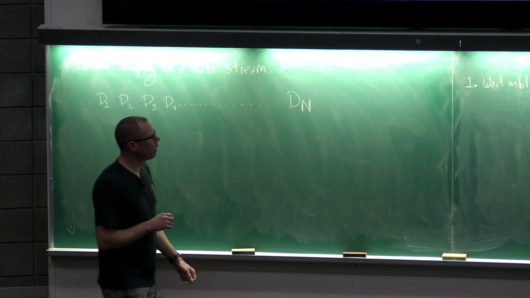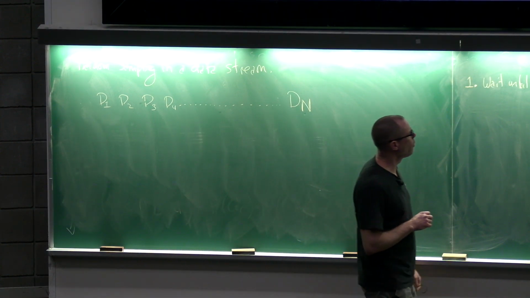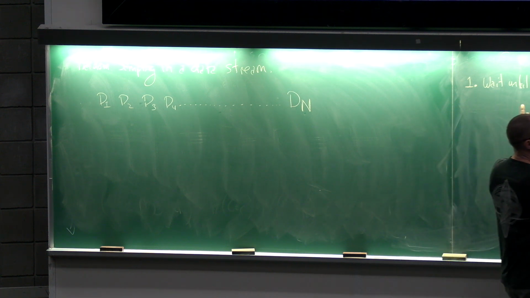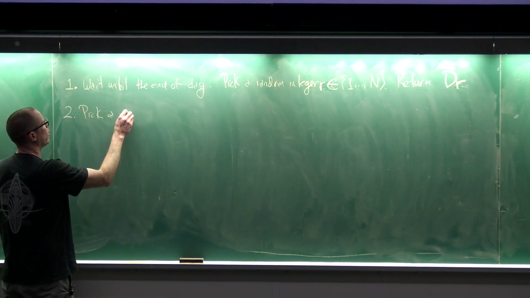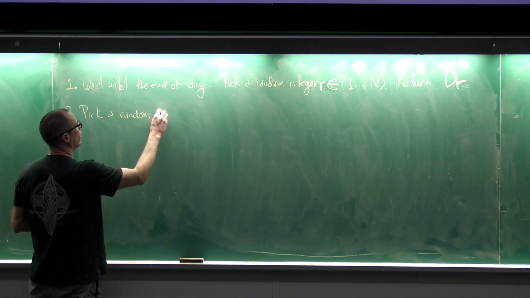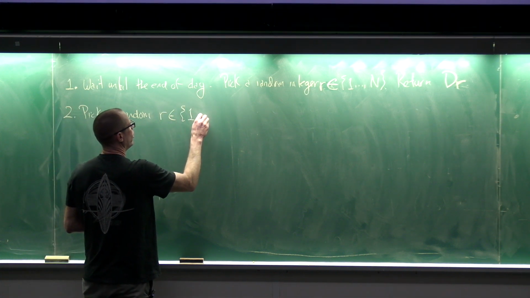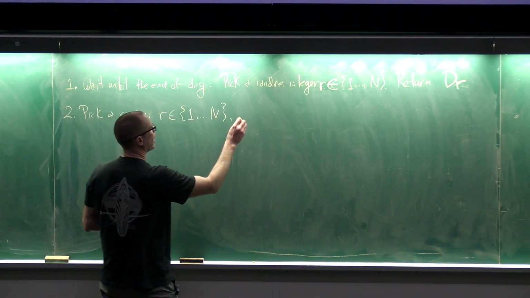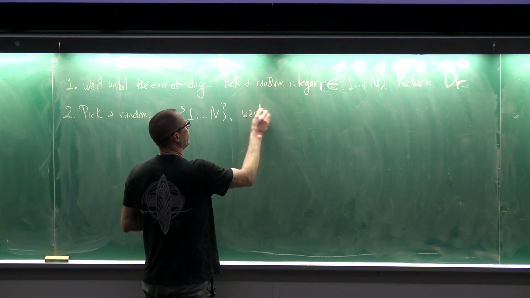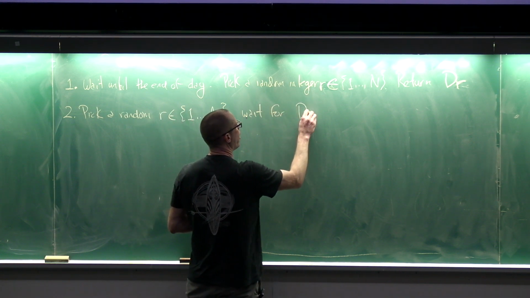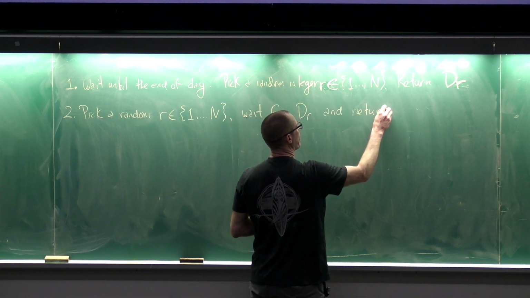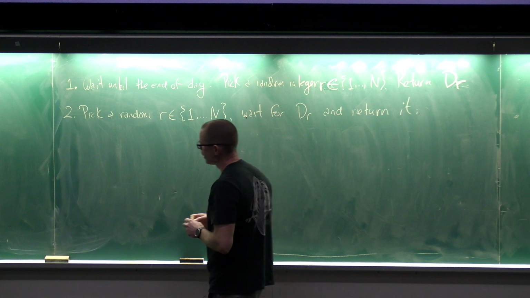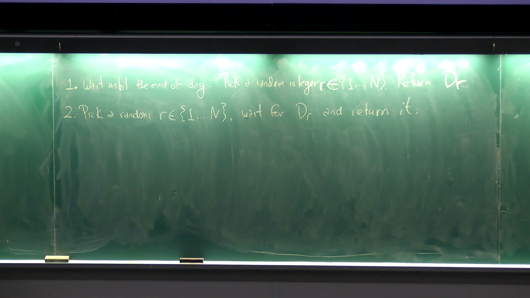So you might say, don't wait till the end of the day, let's just change the order of these things. Pick a random r in 1 to N. Wait for D_r and return it. What's the problem with that solution?